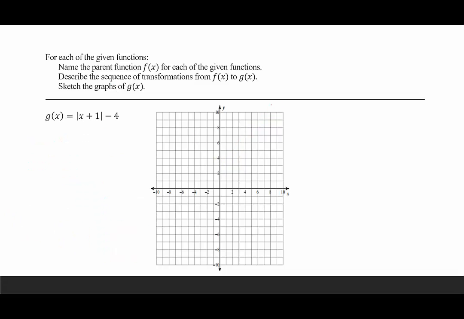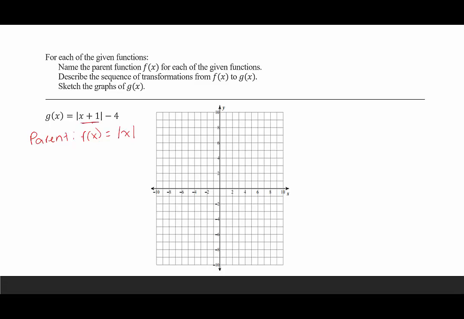Okay, here we have g of x is equal to the absolute value of x plus 1, inside the absolute value, minus 4. So what's the parent function for this? Well, what do we see here? We see an absolute value. So I know that our parent function f of x is the absolute value of x. What happened from our parent function? How is this moving in the coordinate plane?